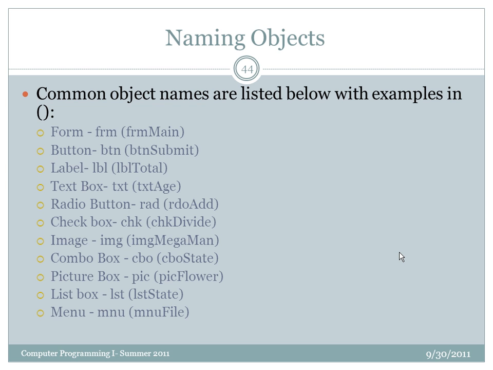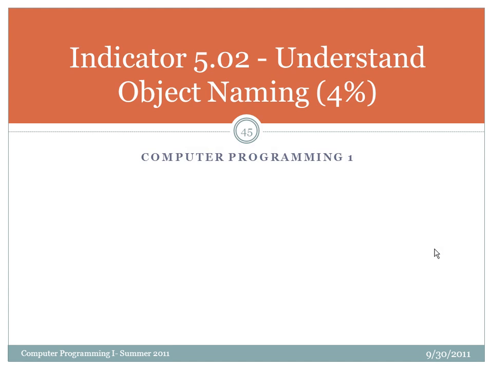Several of these control objects you're already familiar with, and the rest of them you will become familiar with as we proceed through the course. Now you know how to name your objects correctly using Hungarian notation with the three-letter prefix.